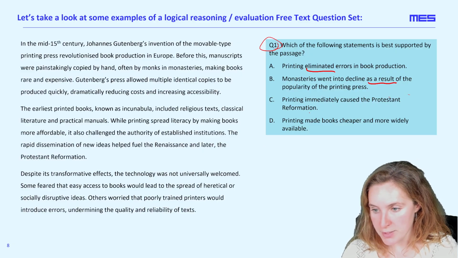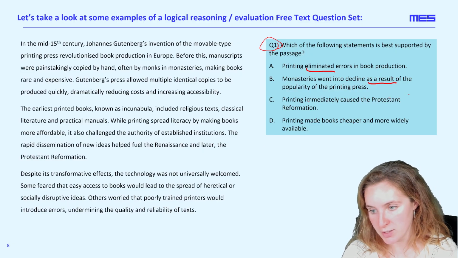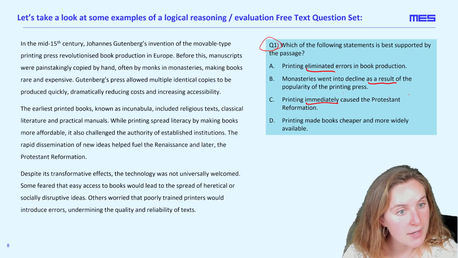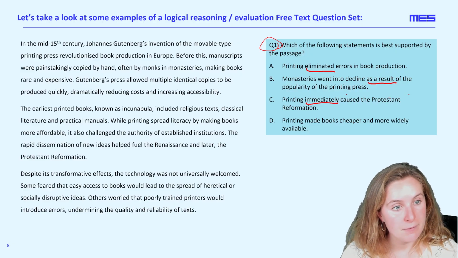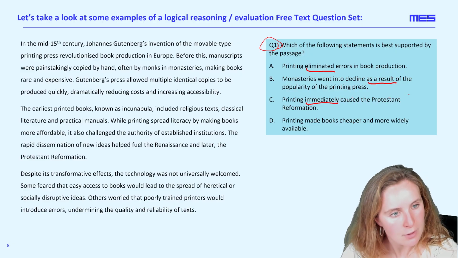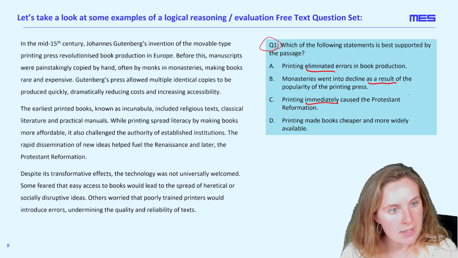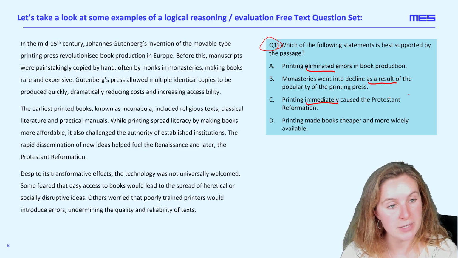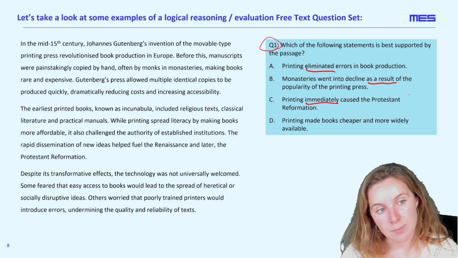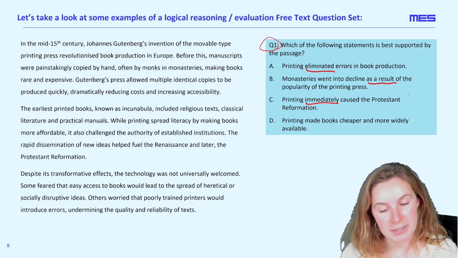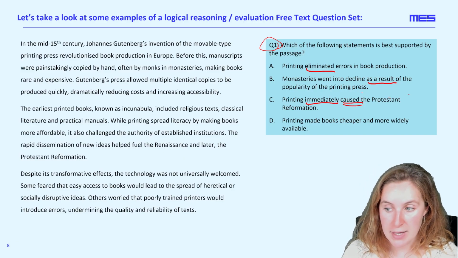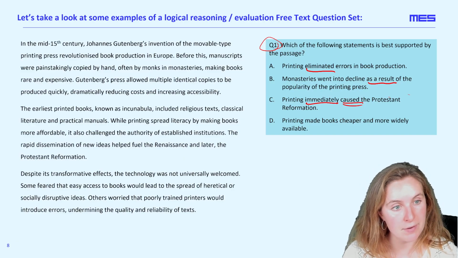The third option, printing immediately caused the Protestant Reformation, here immediately stands out to me because, again, it's a definitive word, so that means it would be very specific in terms of the information we'd be noticing in the passage if it said it immediately caused it. If it's not immediately and definitively caused the Protestant Reformation, or if there is a gap in time between or other factors at play, that might be in question. Same with the word caused. Again, it might be that printing and the Protestant Reformation happened around the same time, but are not necessarily linked in a causal relationship.